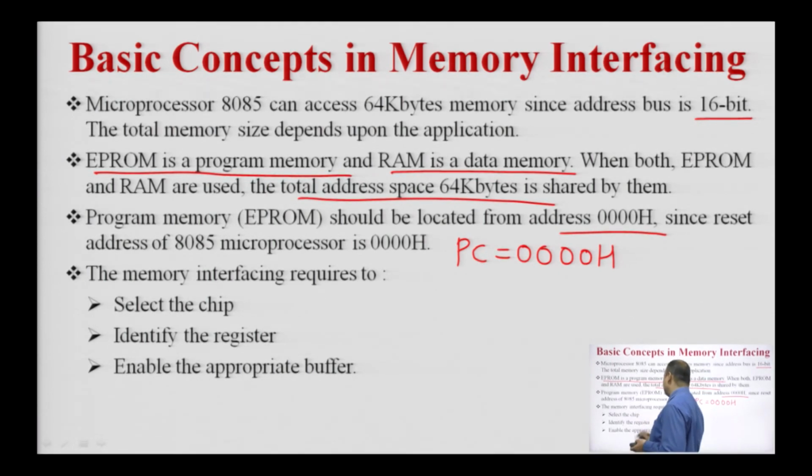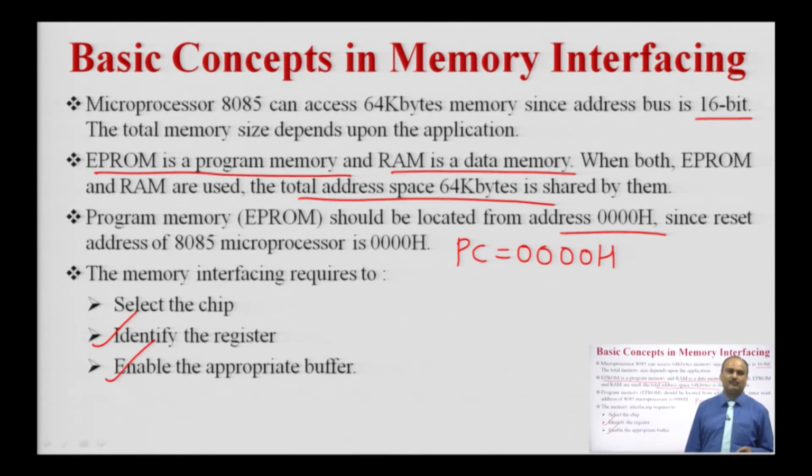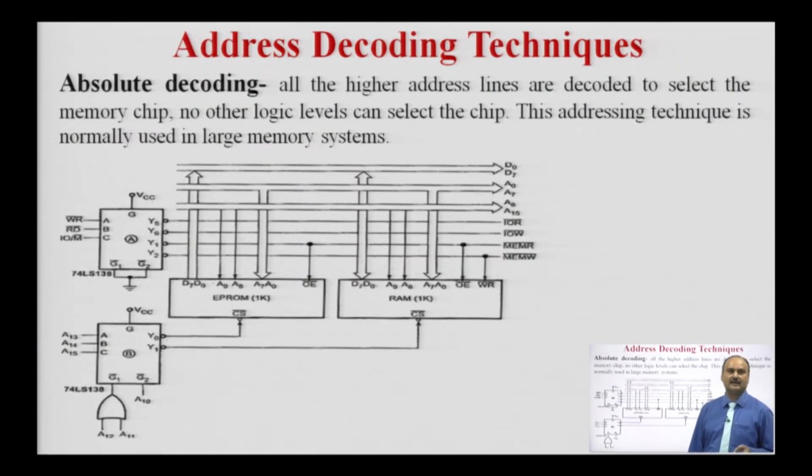Memory interfacing requires selecting the chip. To enable the memory device, select the chip with the help of the CS bar signal, and identify the registers, that is, the capacity of the memory, whether it is 1 kilobyte, 2 kilobyte, 4 kilobyte, like that. Enable the appropriate buffer, either input buffer or output buffer, to read and write the information from the memory. Then comes the address decoding technique, that is the absolute decoding technique. All the higher address lines are decoded to select the memory chip.